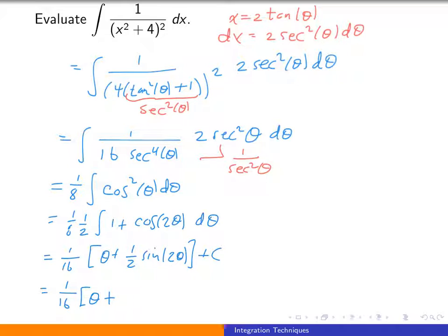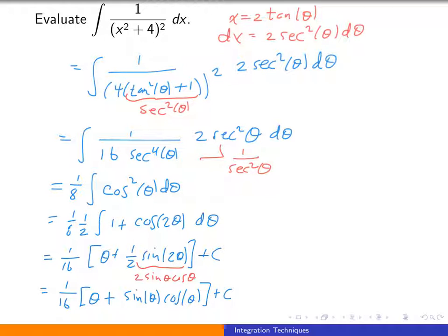When it comes to resubstituting and getting everything back in terms of x, that's really just a convenient way to go about it. So 1/2 times 2 sine theta cosine theta. And just so it's as clear as possible, this sine 2 theta was replaced with 2 sine theta cosine theta.